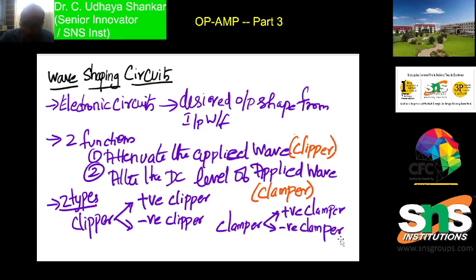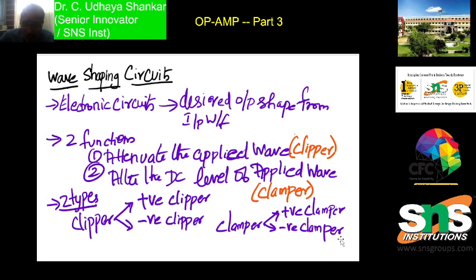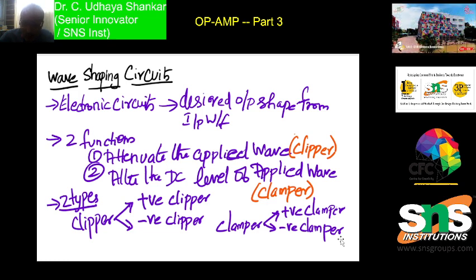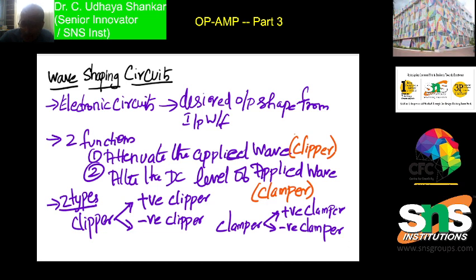So there are two types of wave shaping circuit. One is clipper and clamper, and again inside clipper there are two types. One is the positive clipper, the other one is a negative clipper, and similarly in case of clamper also there is a positive clamper as well as negative clamper.